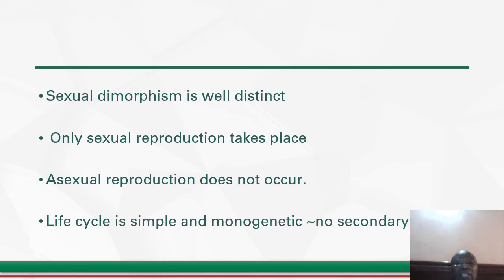They have sexual dimorphism, which is very distinct in Ascaris. Only sexual reproduction takes place in Ascaris, and asexual reproduction does not occur in Ascaris. The life cycle is simple and monogenetic, that is, no secondary host. So it only infects one host. There's no intermediate host in Ascaris. So only one host, and that's why we say it is monogenetic in nature.